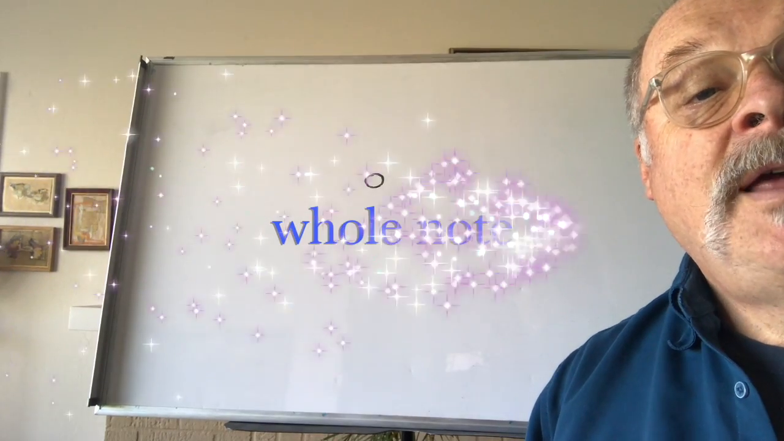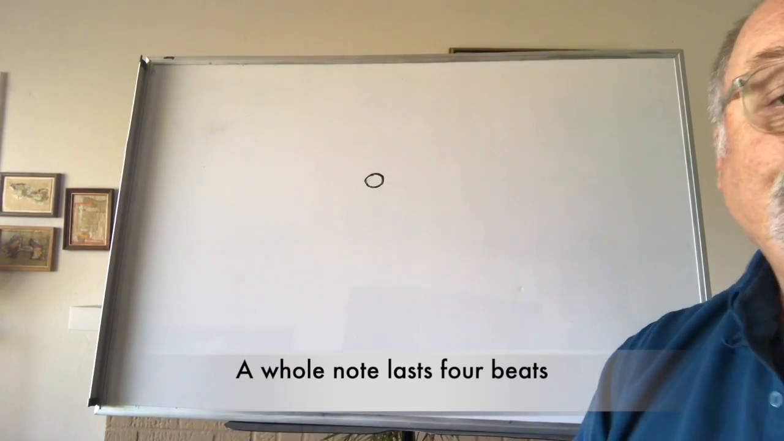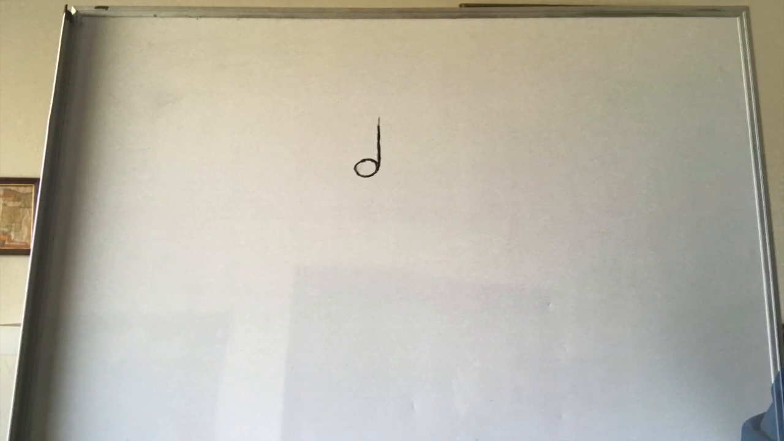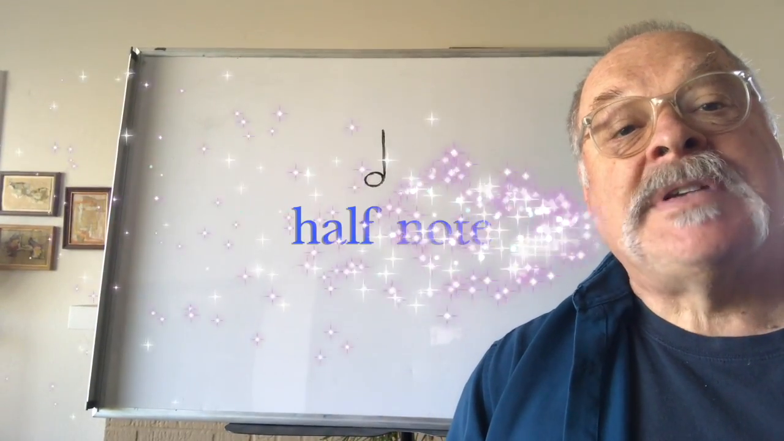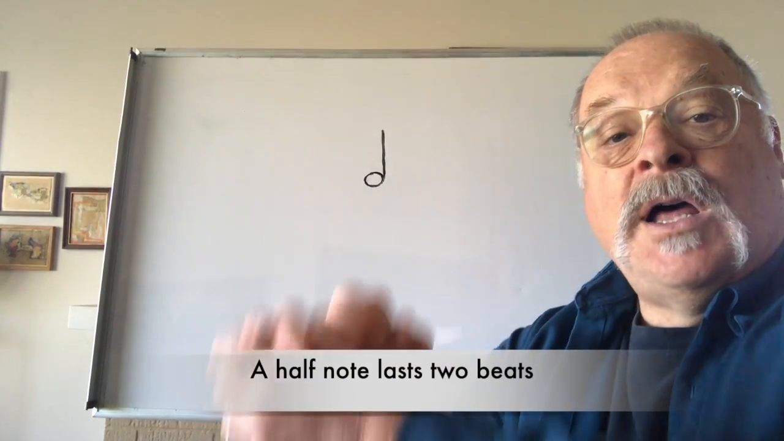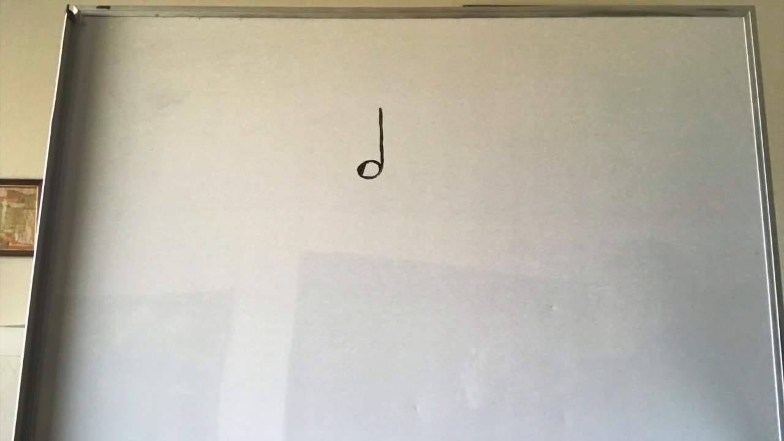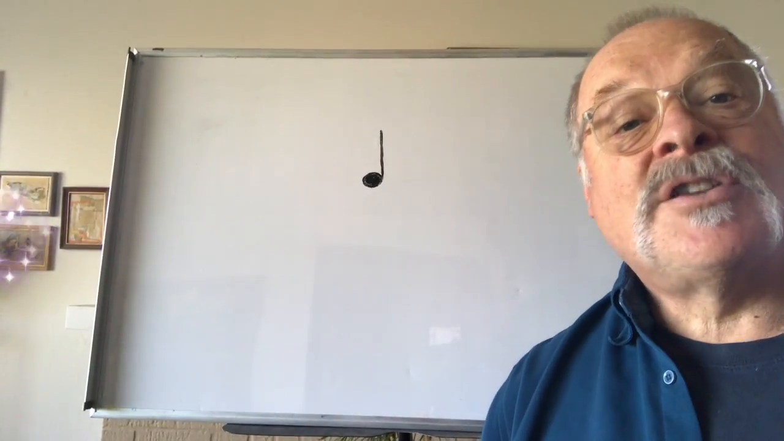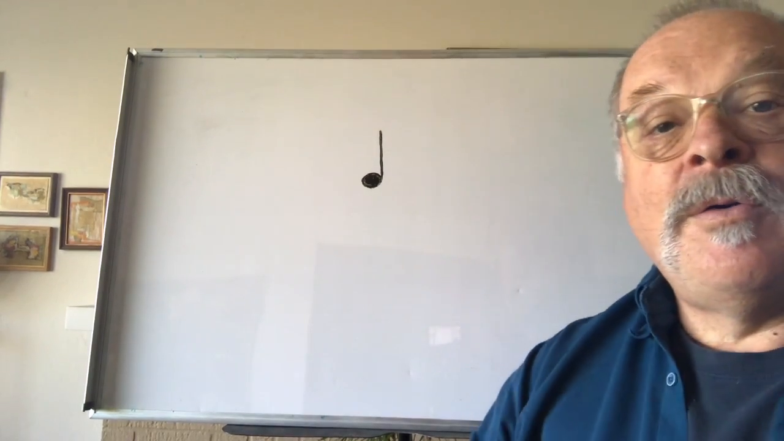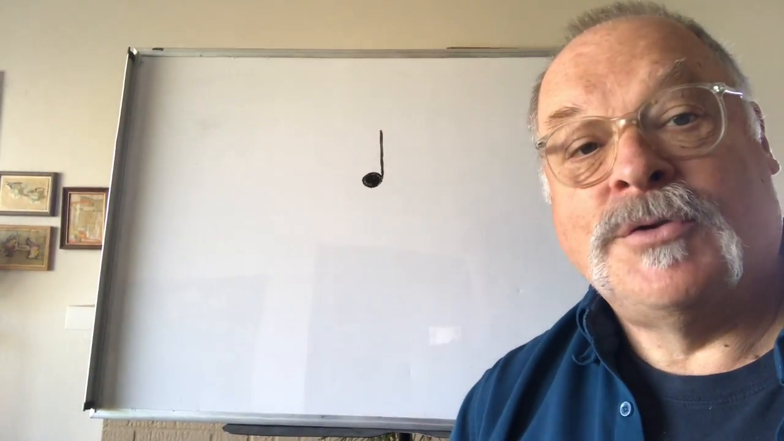That's a whole note, and when we see a whole note, we clap 1, 2, 3, 4. This is a half note, and when we see a half note, we usually go 1, 2. It lasts for 2 counts. This is a quarter note, and when we see a quarter note, we go 1. Usually.